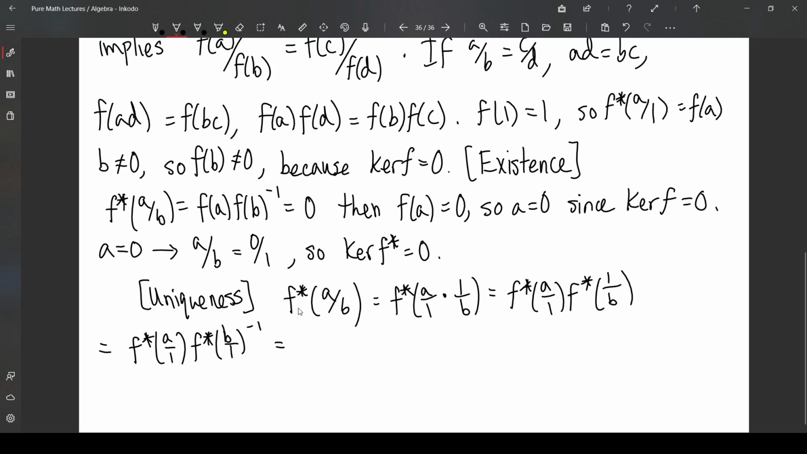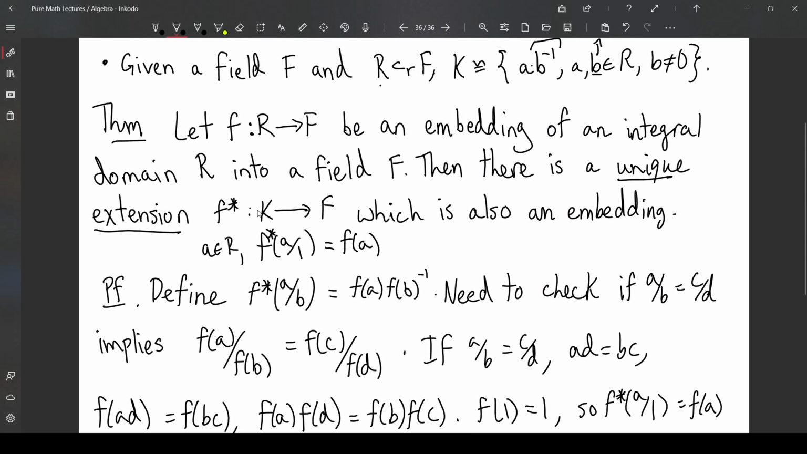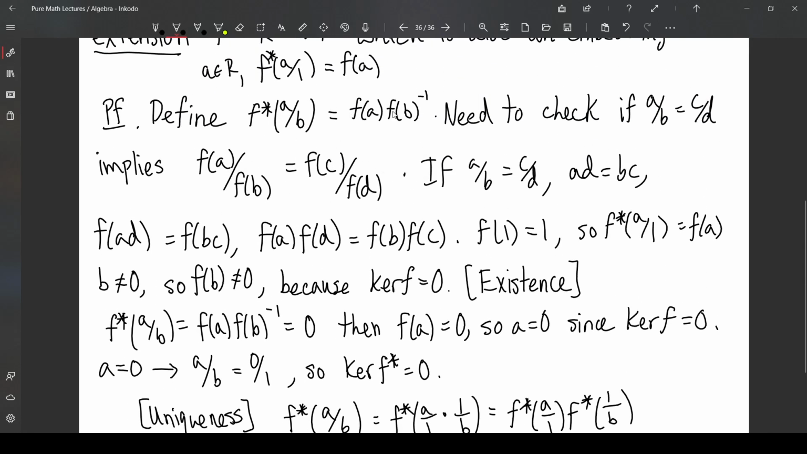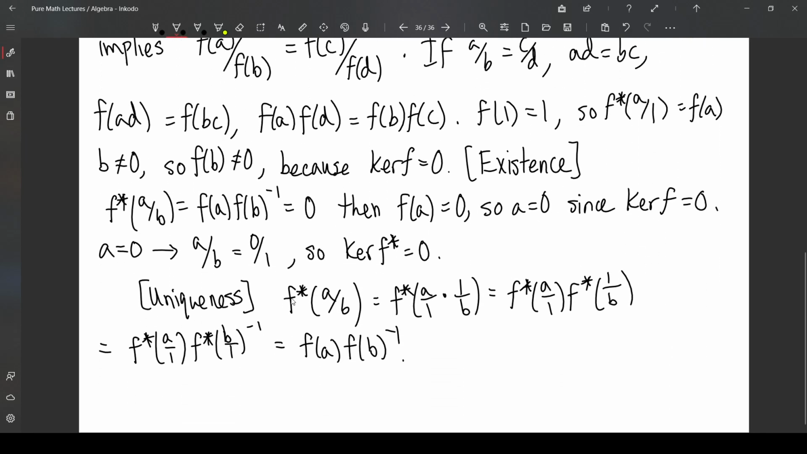And then since f star is an extension, I know that f star of A over 1 is f of A, and I know f star of B over 1 is f of B. So I showed that if I know nothing except that f star is a homomorphism from K to F that extends f, then it must satisfy the way I defined it here. So I showed that this exists and satisfies these conditions, and this shows that this is the only map that satisfies the conditions.